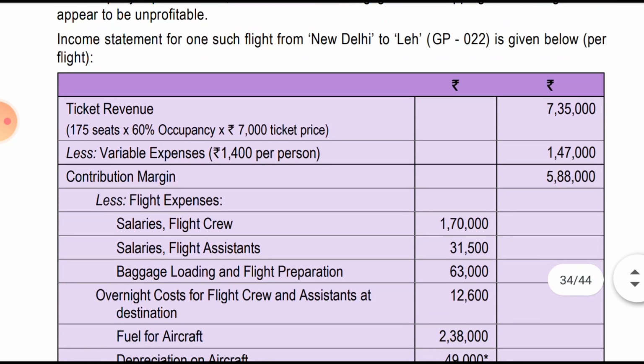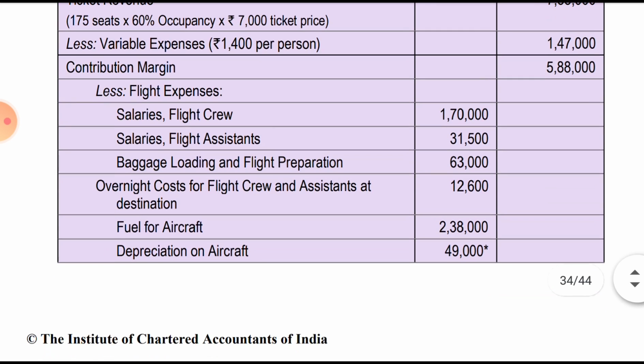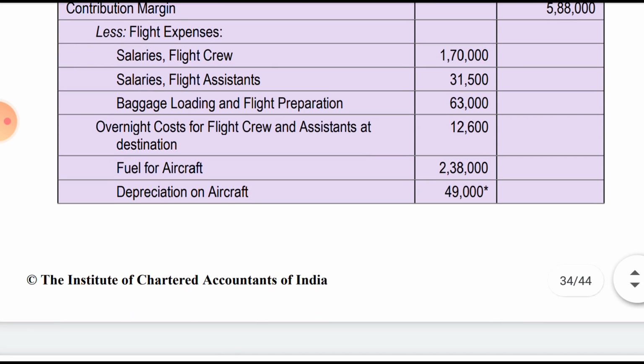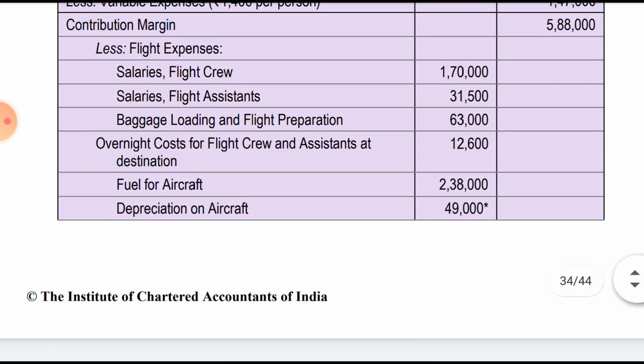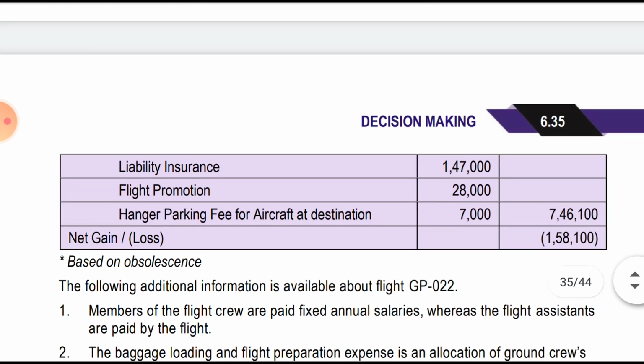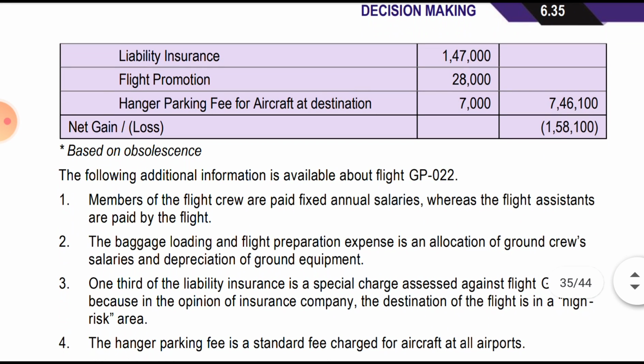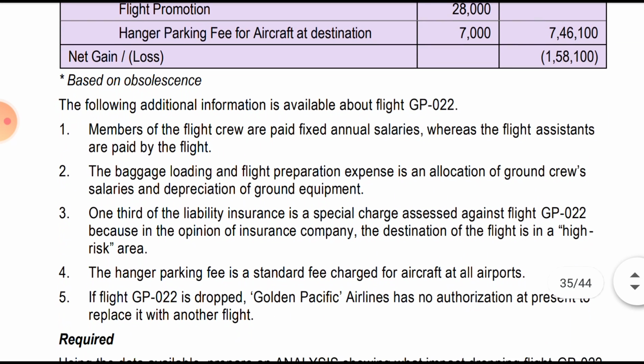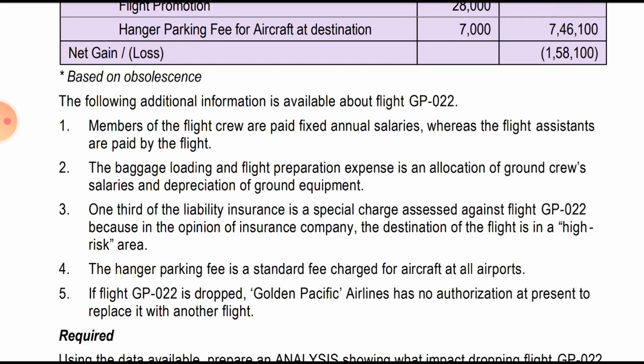The revenue which we are generating is 7,35,000, less variable cost 1,47,000, giving the contribution. Then the other fixed or semi-fixed costs, and then we arrive at a net loss of 1,58,100. The following additional information is available about flight GP022.